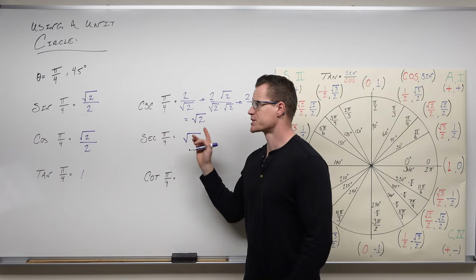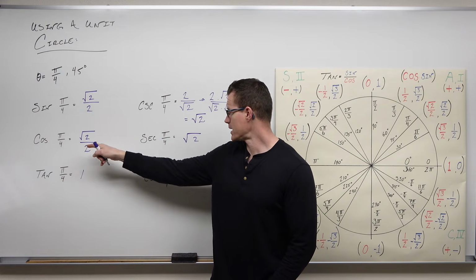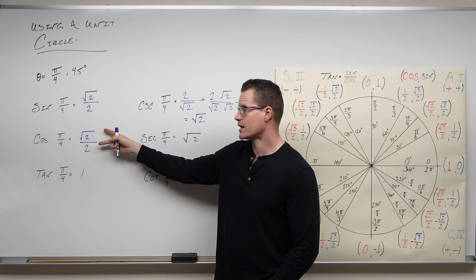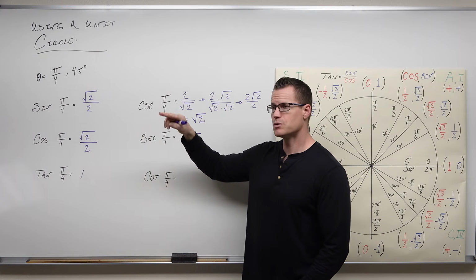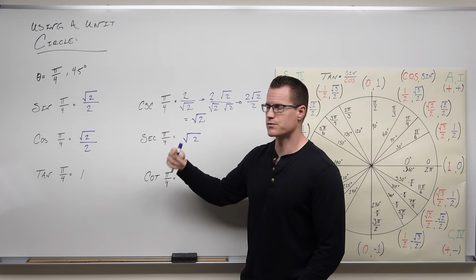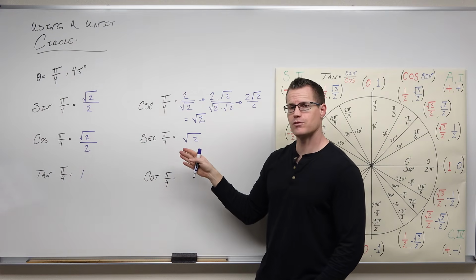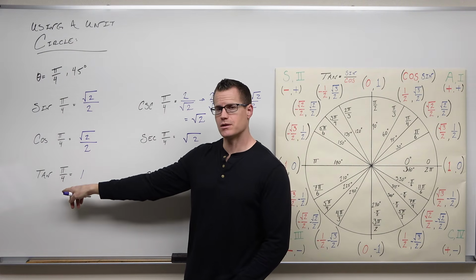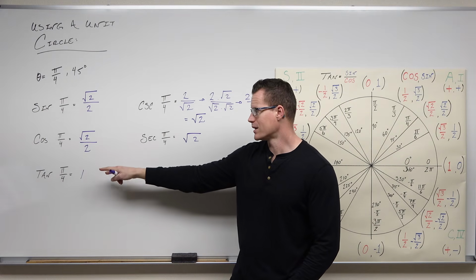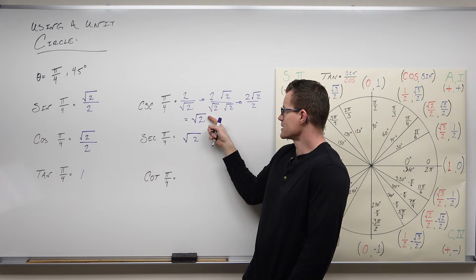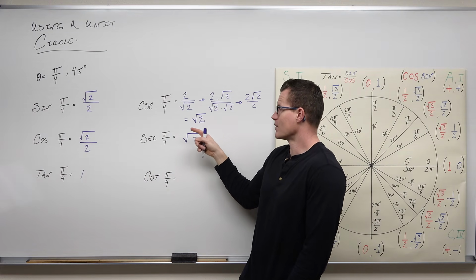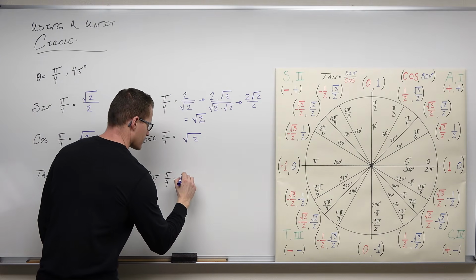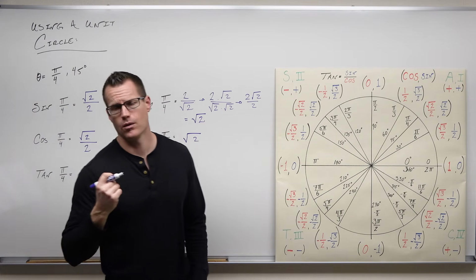Secant would say reciprocate cosine of whatever the angle is. So secant of pi over 4 is a reciprocal of cosine of pi over 4. We're going to reciprocate and rationalize. Well, 2 over square root of 2, we'd rationalize and get the square root of 2 again. They are identical for pi over 4, sine and cosine. Cotangent is a reciprocal of tangent for whatever angle you have. 1 over 1 gives you 1. Notice, this divided by this, or actually this divided by this for cotangent. Either way, we'd get 1.